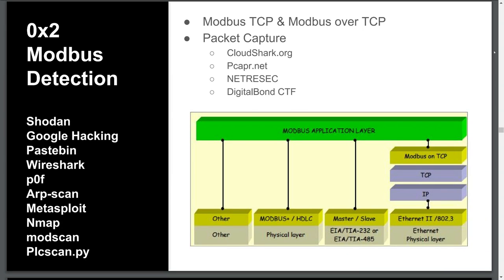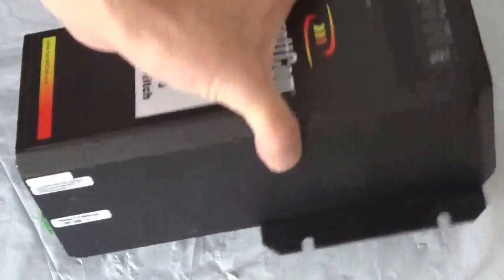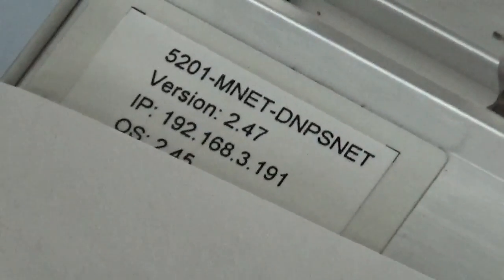We will discuss DNP3 and its use in electrical substations in a subsequent video series. It's not uncommon for ICS network devices to have their MAC or IP addresses written on them, making this low-hanging fruit for attackers. This is another example of the importance of physical security in locked cabinets.